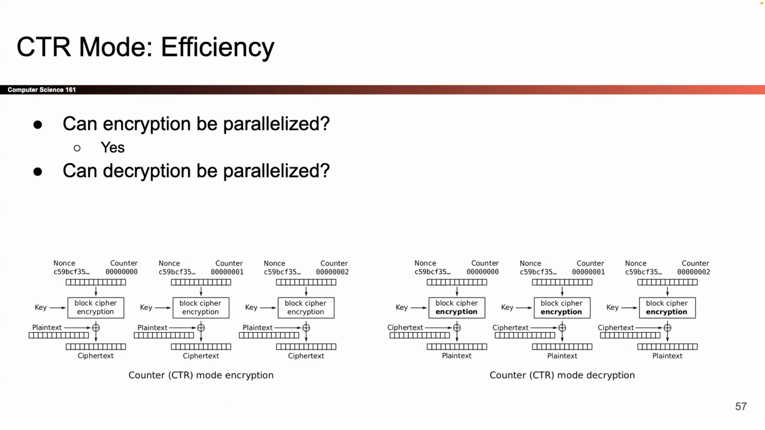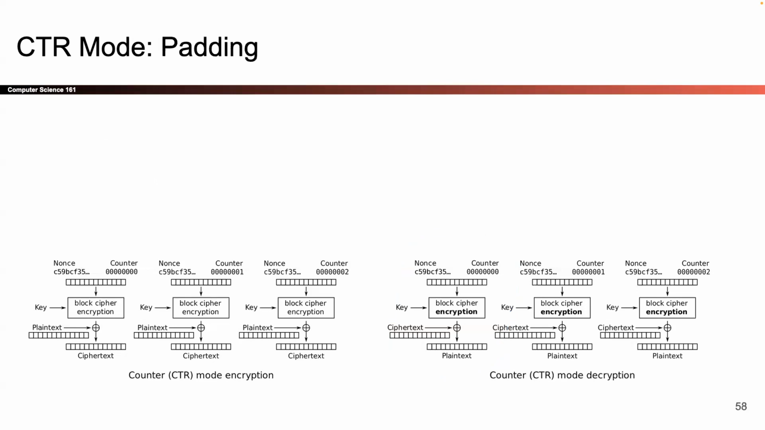And decryption, kind of the same thing. We have the nonce, we have the counter, and we have the ciphertext. So we have everything we need to decrypt. We do not have to wait for someone else to give us something in order to decrypt the message. Okay. That's all that this slide says.